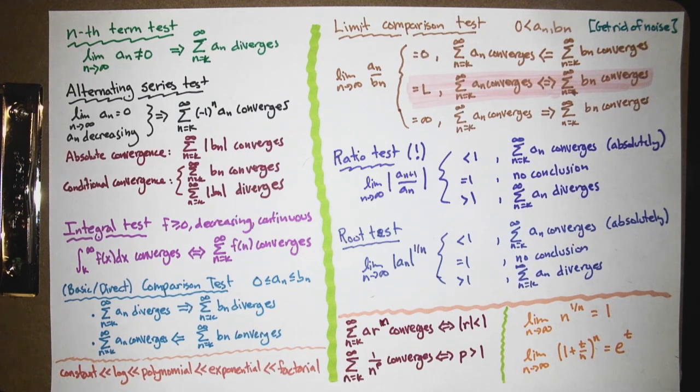What's on this slide? I know there's a lot. This is what you use to answer questions about converging and diverging. It's all there. Do you have any questions?